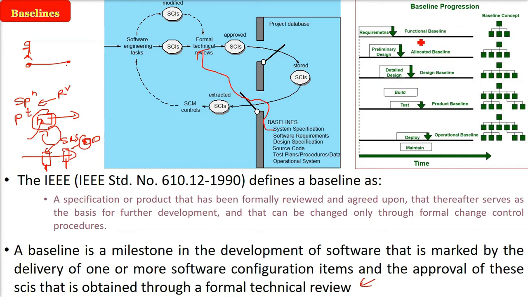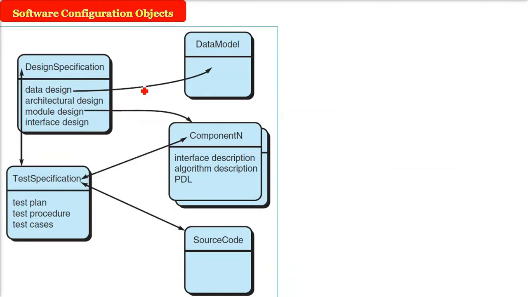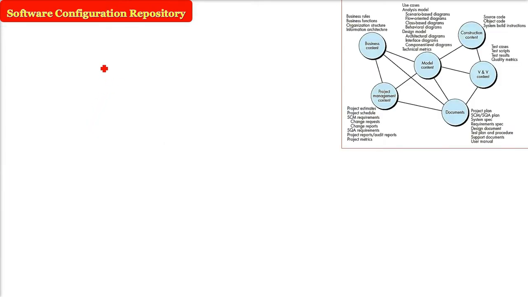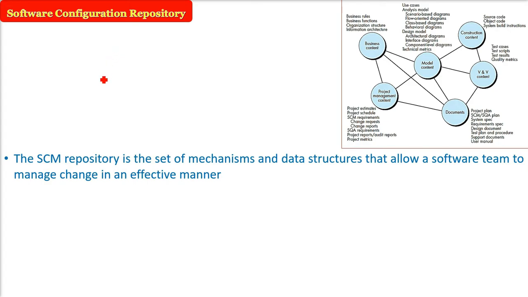This is also a baseline progression, how it happens. You see the boxes on the right increasing. These are the software configuration objects. In design specification, we can have data design, architecture design, module design, interface design. Similarly, in test specification, we have test plan, test procedure, test cases. So we have different objects, and these are kept in your SCM, the software configuration repository. A repository is a kind of database where you put things.